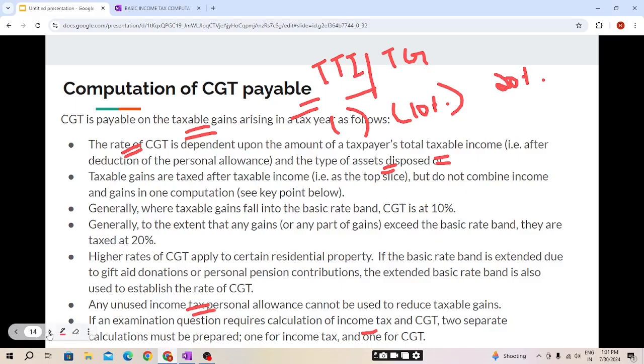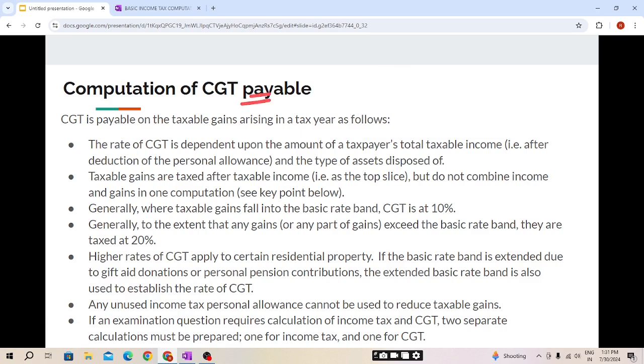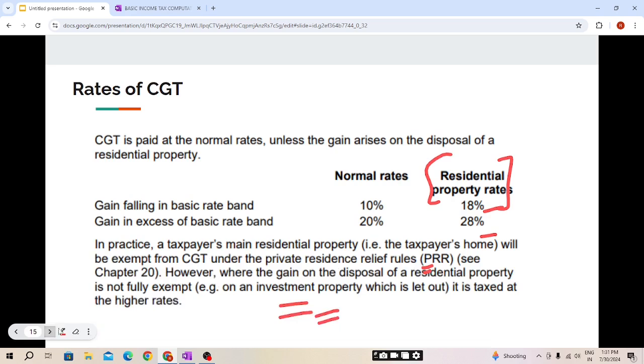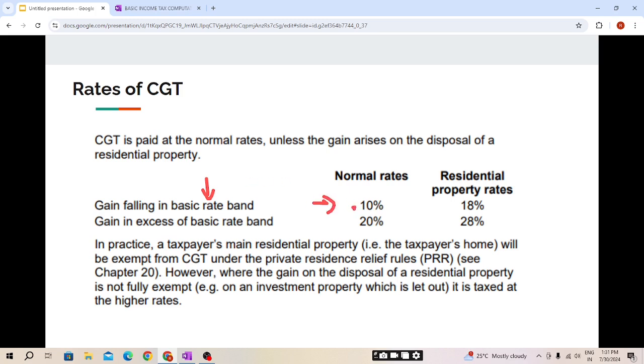So the capital gain tax, students, the rates of the CGT will be decided based upon the taxpayer's total income. First we'll see the total taxable income, then the rest will be used for the CGT rates to be determined, and the type of the asset disposed of. If the gains fall after the total taxable income, the taxable gains will come into picture. If the taxable gains fall in the basic rate band, then for normal assets it will be 10%, if above basic rate 20%, and for residential property it will be 18% and 28%. I hope this is clear.